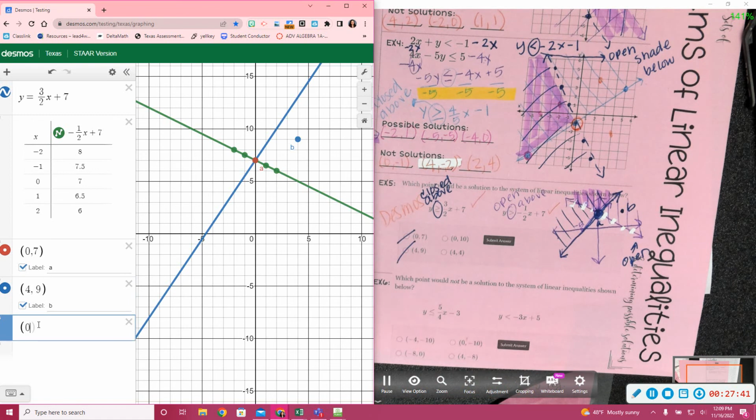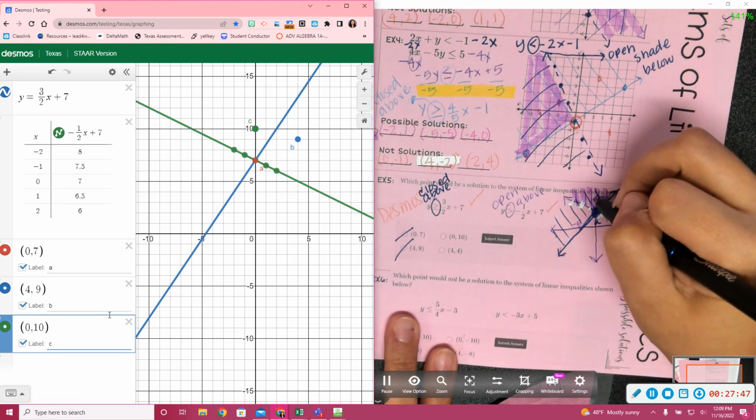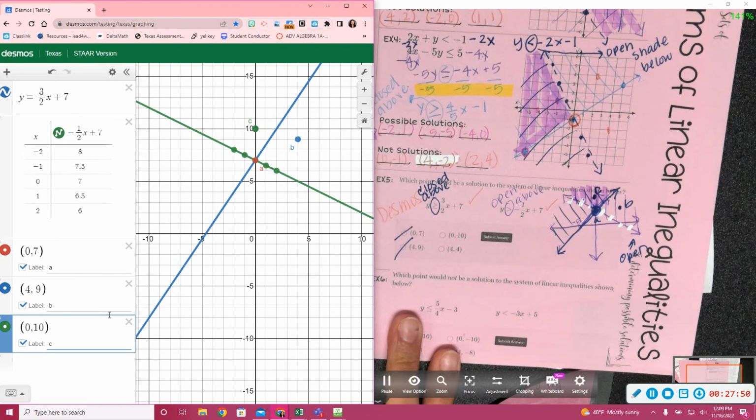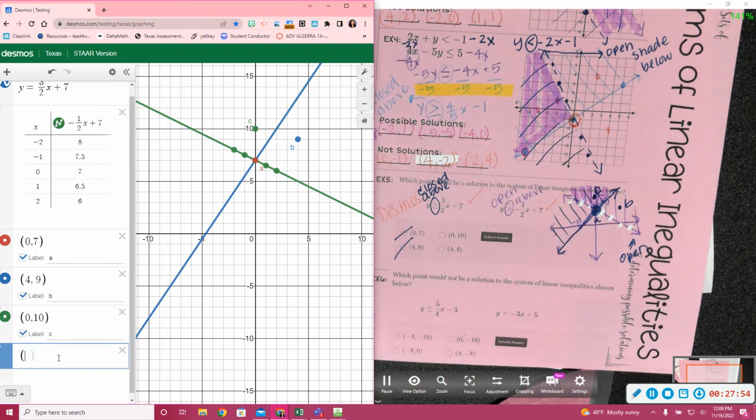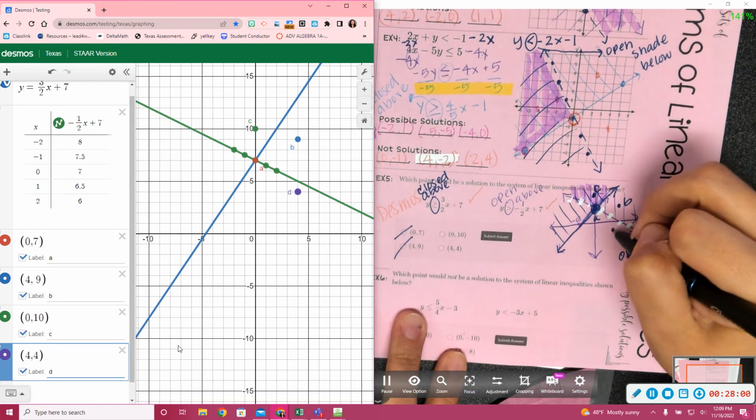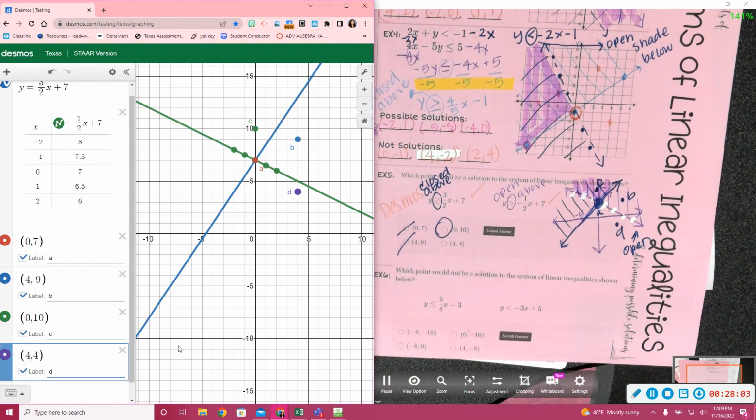My next point, 0, 10. I'm going to label that point C. And bingo, bingo, bingo. We found a point in the double shaded area. And just to be secure that I didn't do anything wrong earlier, point D is down here. Again, not in the shaded area. So C is the answer.